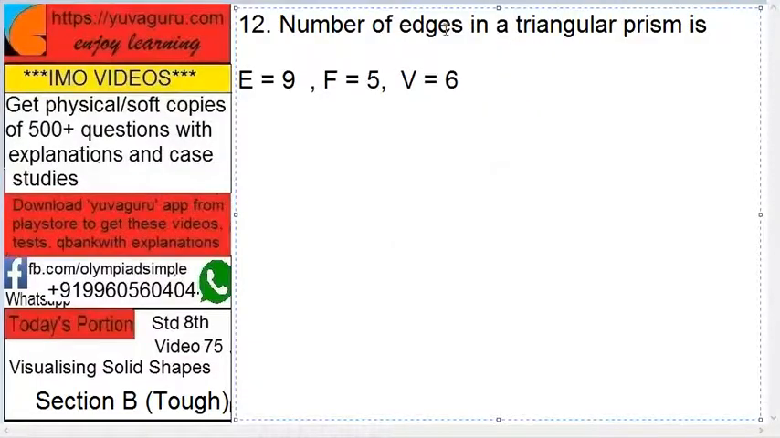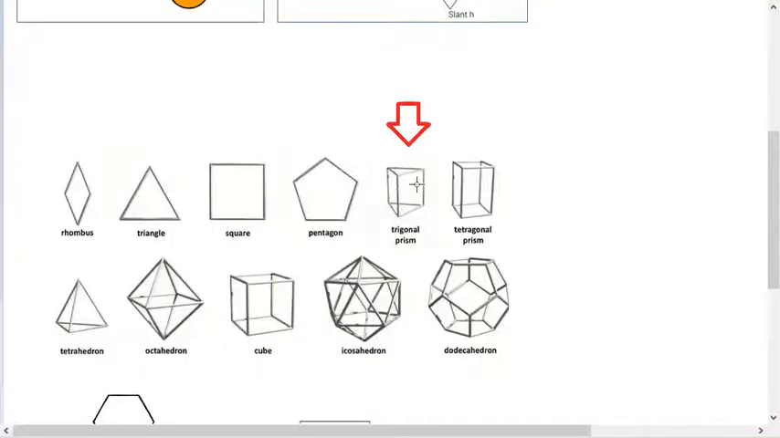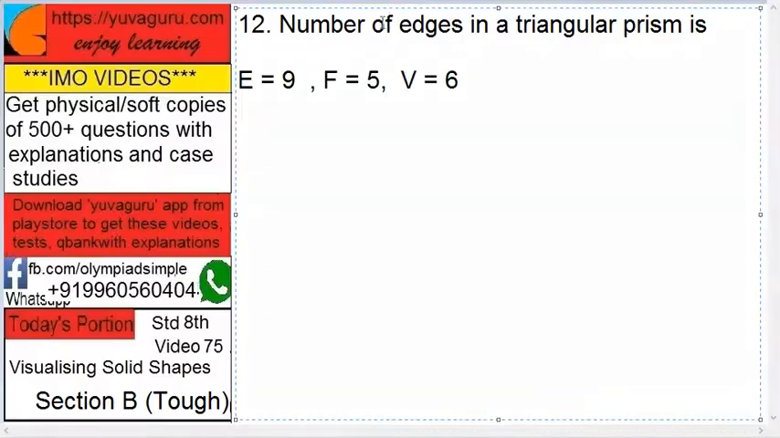Pyramid. Number of edges a triangular prism has is, see, this is a triangular prism. These are the triangles and prism means 3 rectangles are there. How many edges? So there are 9 edges, 5 faces and 6 vertices. Count yourself and always apply Euler's formula for this.